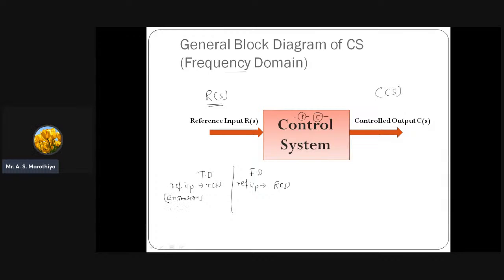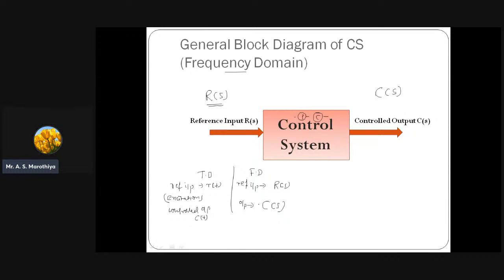And then in time domain, the controlled output signal is indicated by symbol small c of t. But here the output is indicated by capital C of S. So this you have to remember.